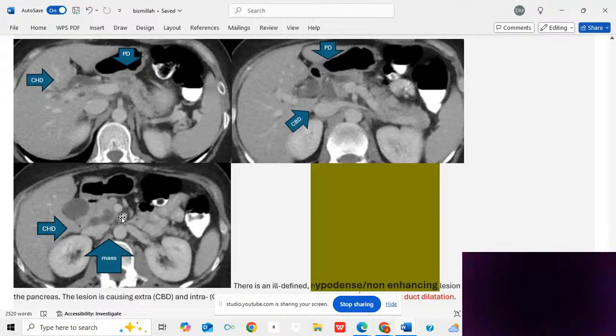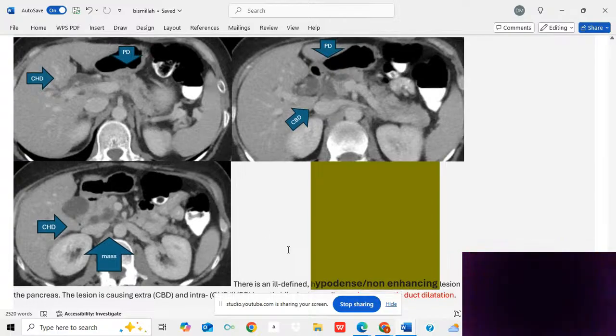The uncinate process of the pancreas, this is the extension, is seen between the aorta and its branch, the superior mesenteric artery. So it extends in between the aorta and its superior mesenteric artery branch. So this lesion is taking the pancreatic head and the uncinate process. Okay, this is the lesion. It's ill-defined, as you can see here.